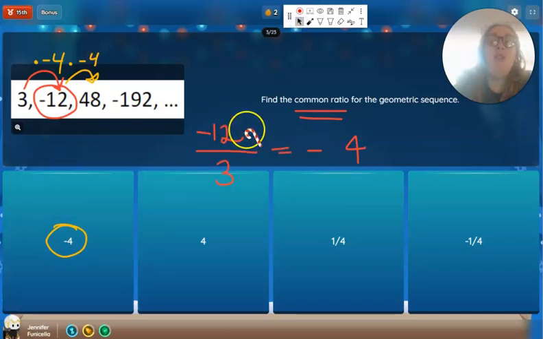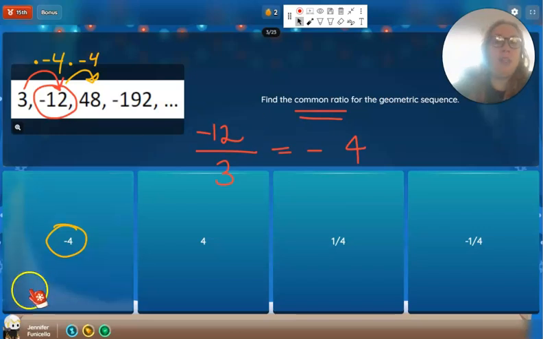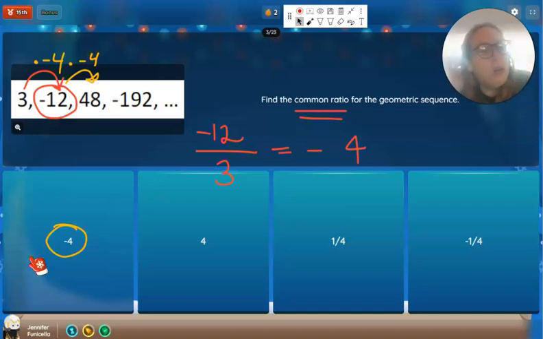So you can always use division to work yourself backwards to figure out what the common ratio is, if you don't see it. Maybe you know 3 times 4 is 12, and that's great. But if you're not sure or you want to use division to check, you can always do that.